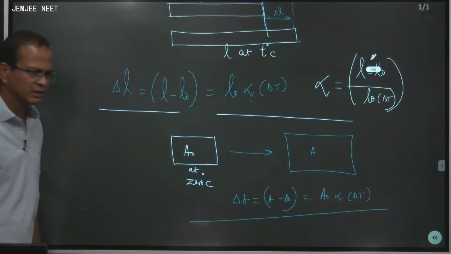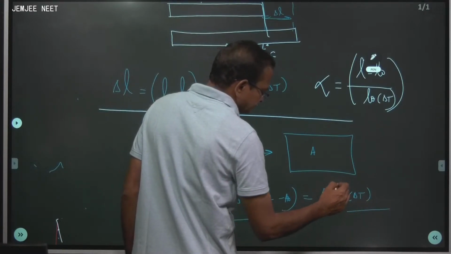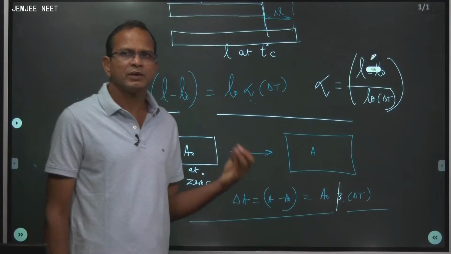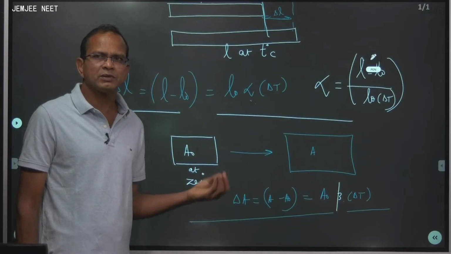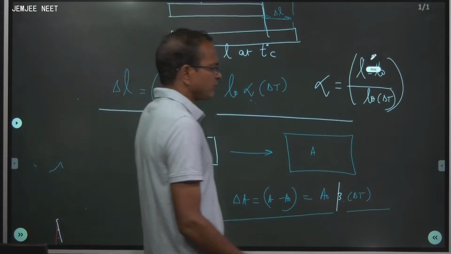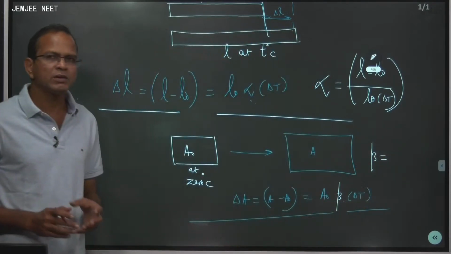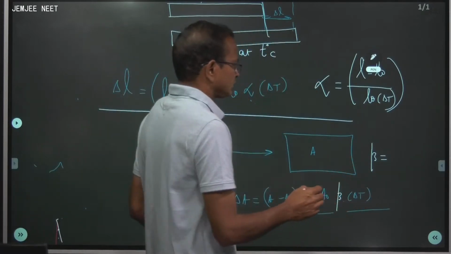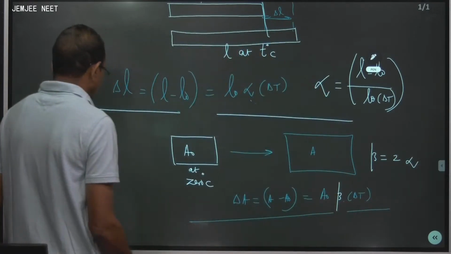A naught alpha delta T. Instead of alpha, now we are going to use beta. What is beta? Coefficient of areal expansion, the temperature coefficient of areal expansion of the solid. We have very clearly proved that beta is how many times alpha, Kanna? 2 alpha, yes. We have already proved it. Beta is equal to 2 alpha.